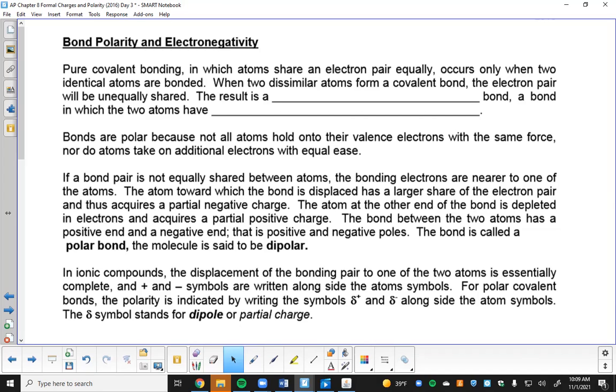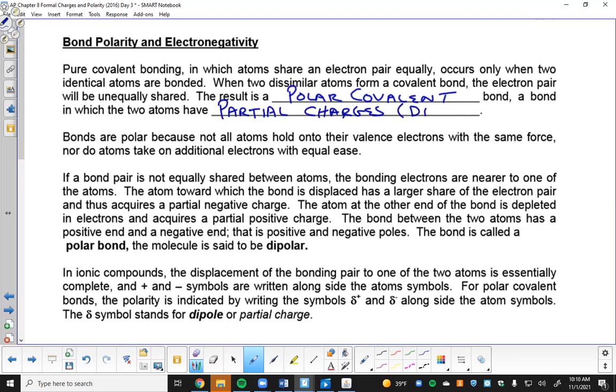Pure covalent bonding, in which atoms share an electron pair equally, occurs only when two atoms that are identical are bonded. When two dissimilar atoms form a covalent bond, the electron pair will be unequally shared. This results in a polar covalent bond, a bond in which the two atoms have partial charges or dipoles. A positive dipole and a negative dipole.